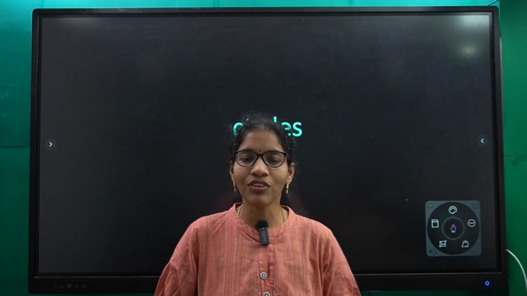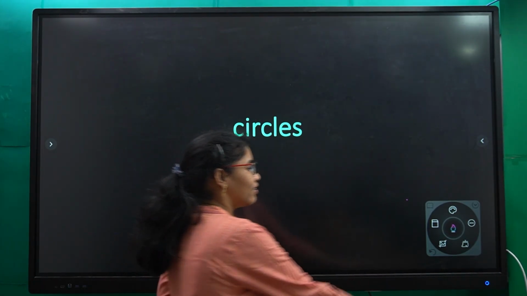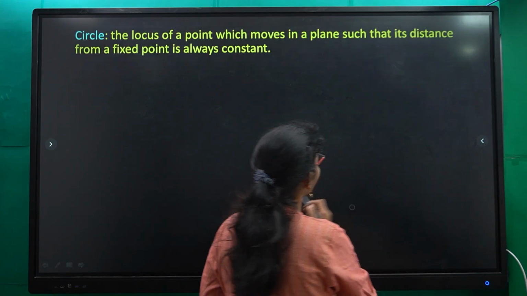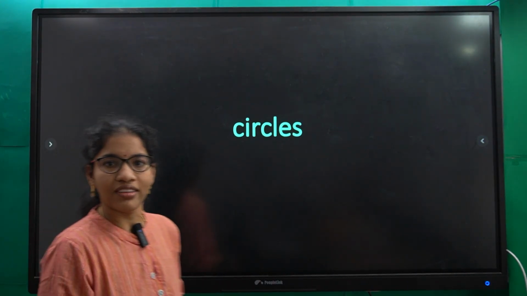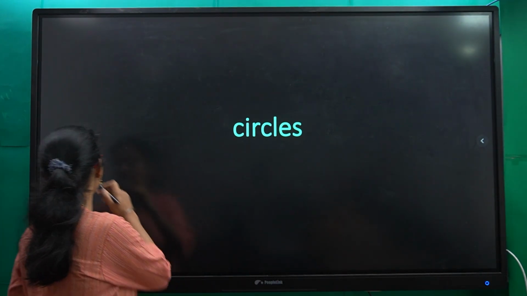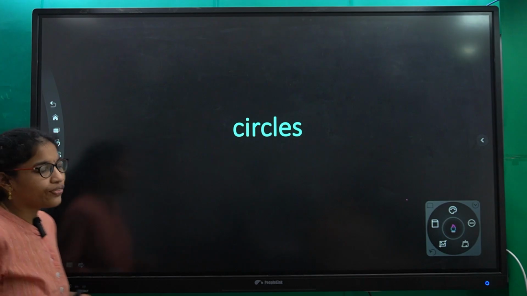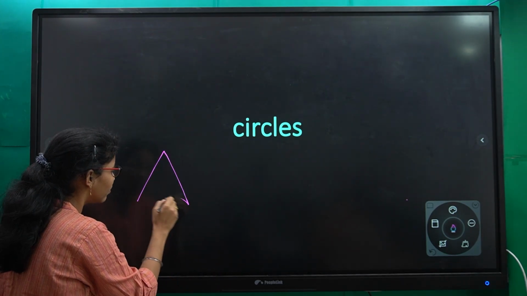Today we will start a new chapter called circles. Before introducing circles, we will discuss some conic section parts. So what is a conic section actually? Here, you can take any cone. I am taking a cone like this.